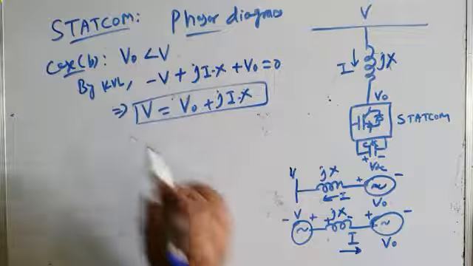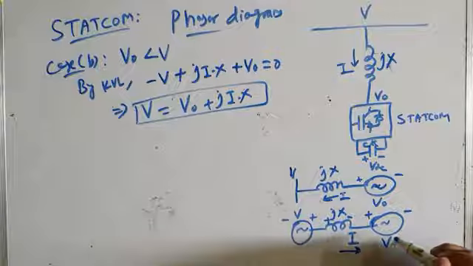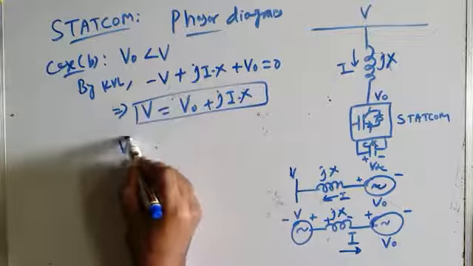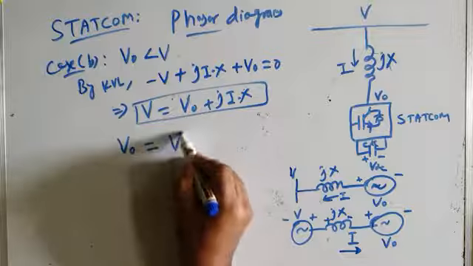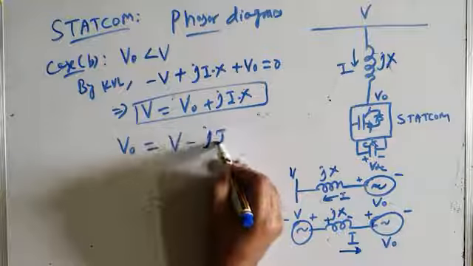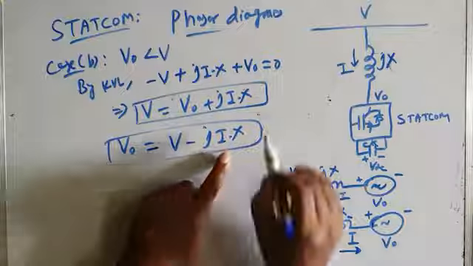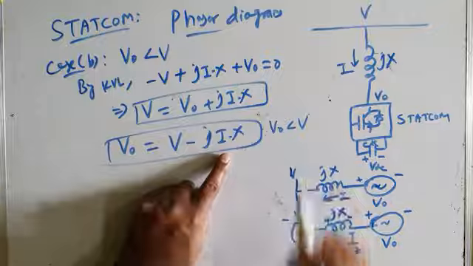That means the AC bus voltage is greater than the inverter output voltage by how much? By this drop. Or in other words, we can say the inverter output voltage is AC bus voltage minus JI into X. That means the inverter output voltage is less than V by this drop. So that means V0 is less than V.